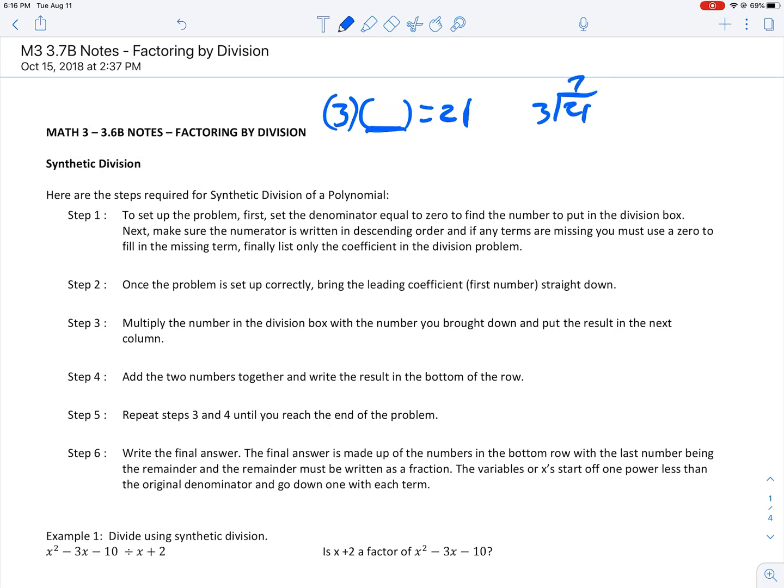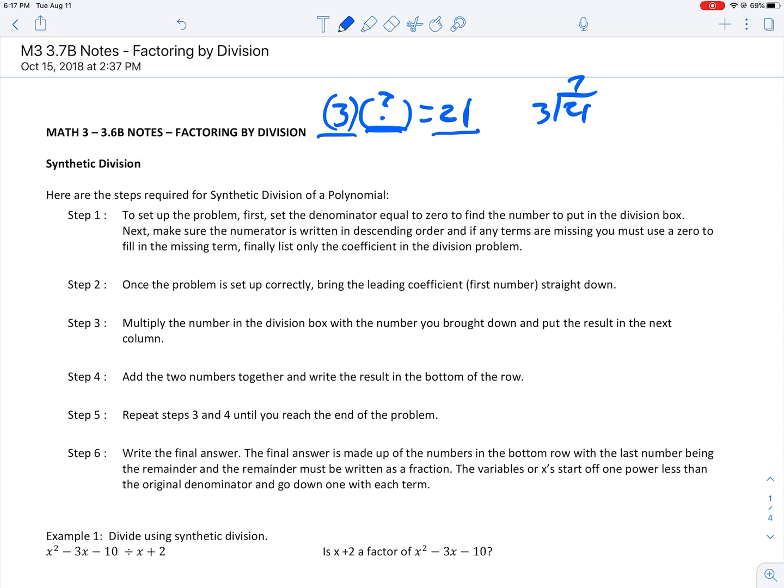We're trying to figure out what that missing piece is. I know what I'm supposed to equal, the product. I know one of the expressions I'm multiplying by. I'm trying to find that missing piece. So we're using that same concept you've used over and over throughout your math career. Now we're going to do it with division, but with polynomials. So we're going to go through a method called synthetic division.